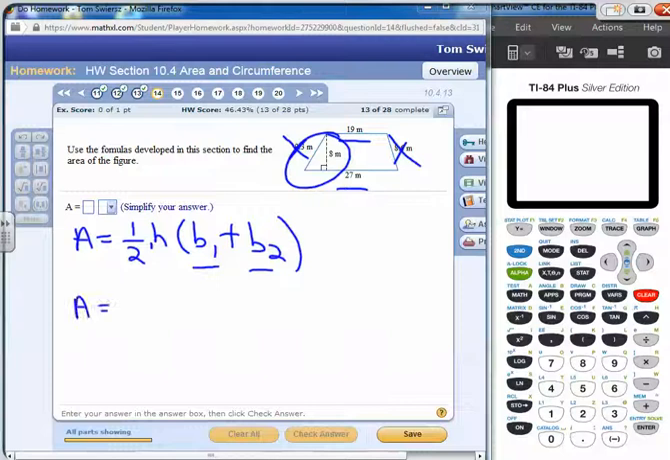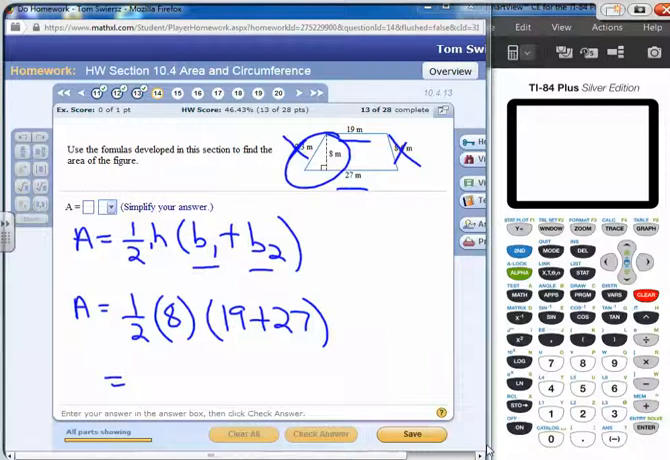The area is simply 1/2 the height, again the perpendicular, the right angle indicates it's perpendicular, so the height is the 8, and then the two parallel sides are the 19 plus 27, okay? So we'll put that into our calculator and get the correct answer.